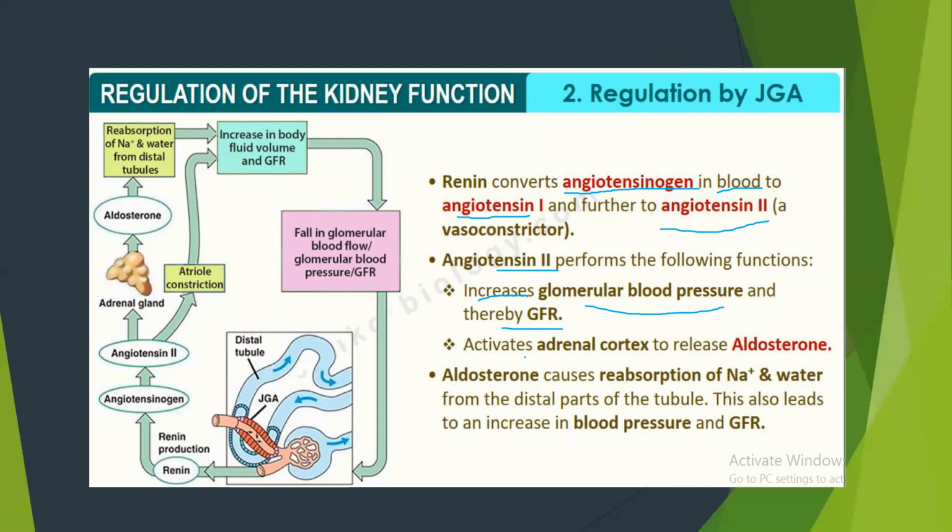Second, it activates the adrenal cortex, the adrenal gland, which is just above the kidney. It activates the adrenal cortex and it releases aldosterone. Now, this aldosterone in turn causes the reabsorption of sodium ion and water from the distal convoluted tubule, and that also leads to an increase in blood pressure and increase in GFR.